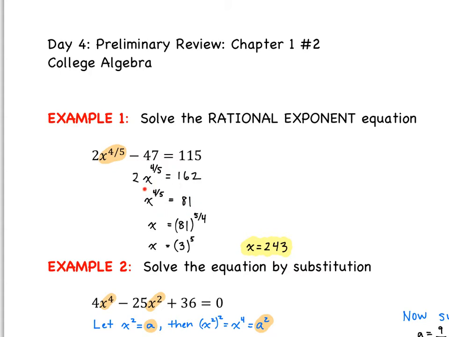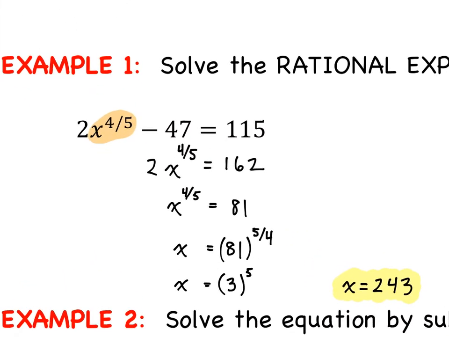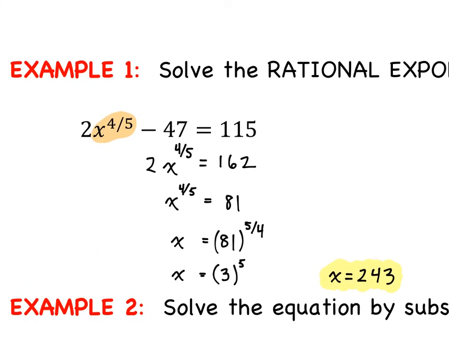So here we are. Now our goal is we need to undo this exponent. So how do we undo this exponent? Well, in order to undo it, we need to raise both sides to the reciprocal power. So I want to raise both sides to the 5/4 power. And by doing so, remember, power of a power we multiply.